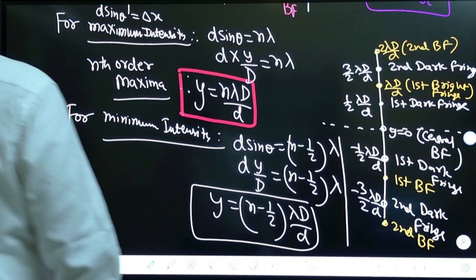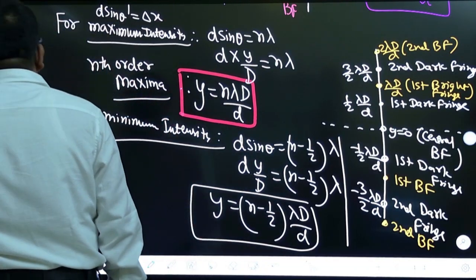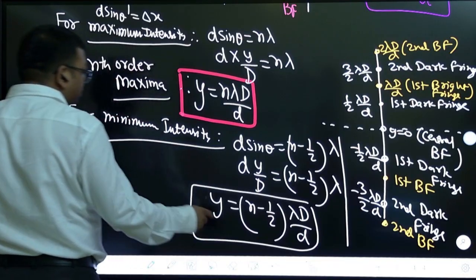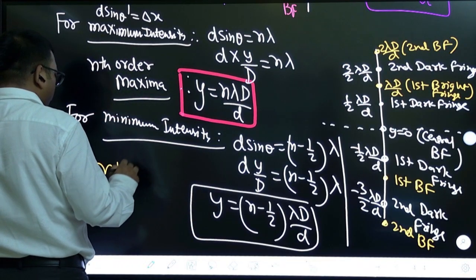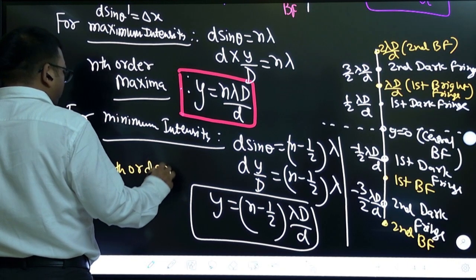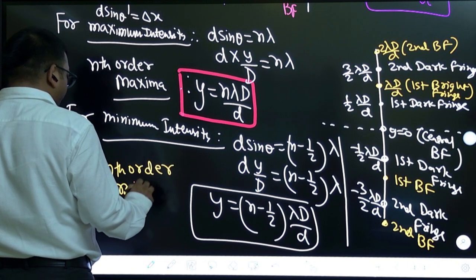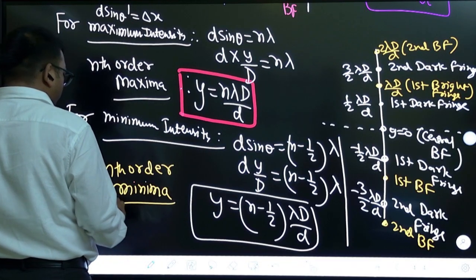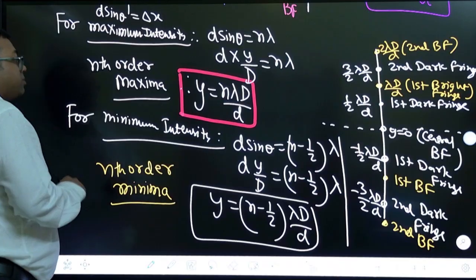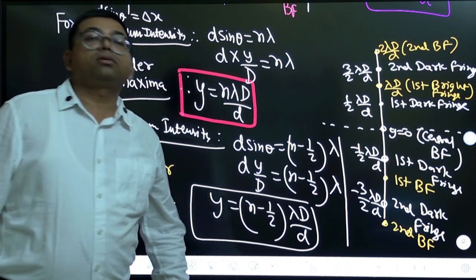So this is the YDSE setup. We have to remember this formula for nth order minima and nth order maxima. We must remember this formula.